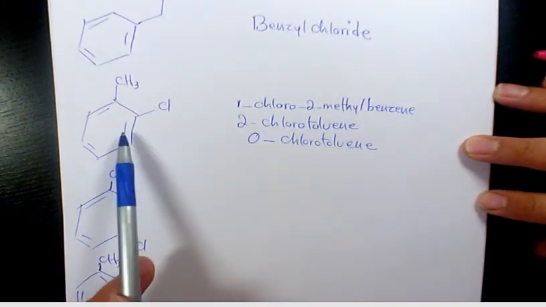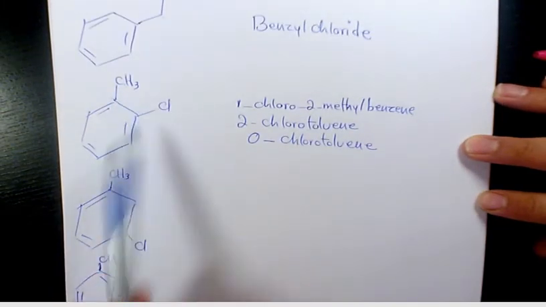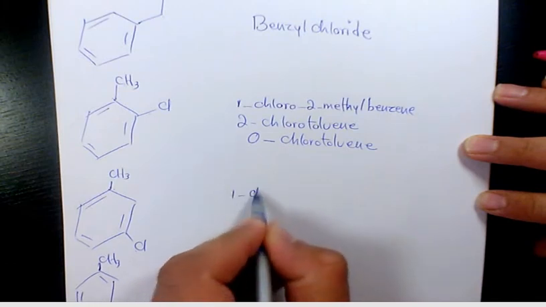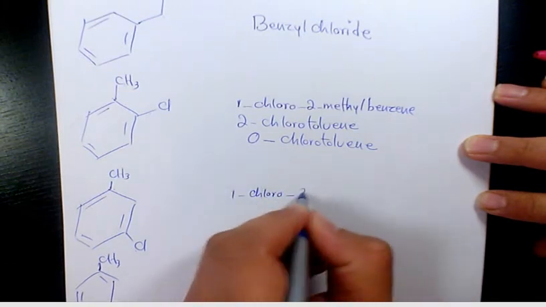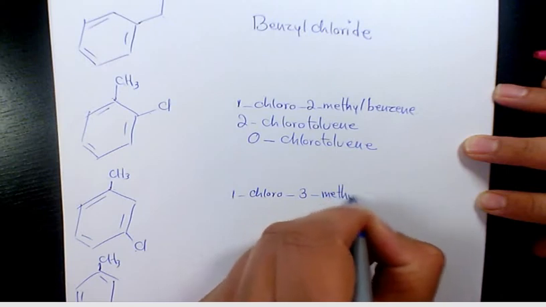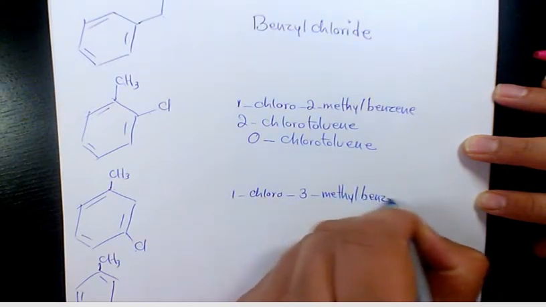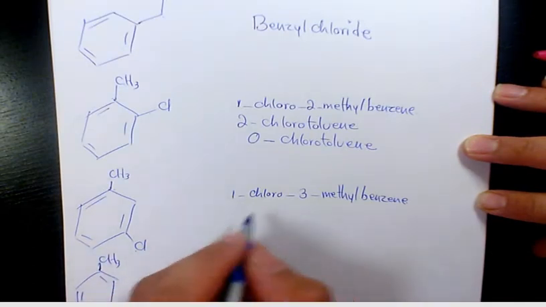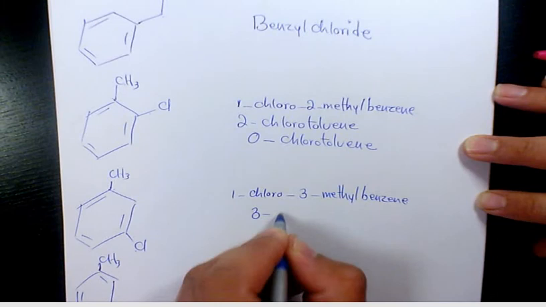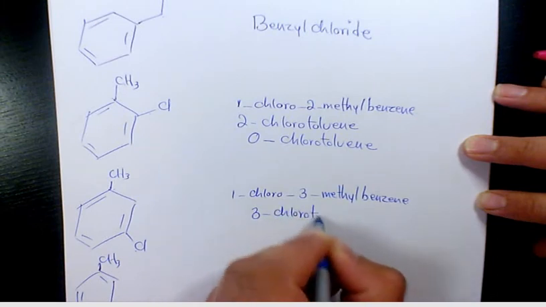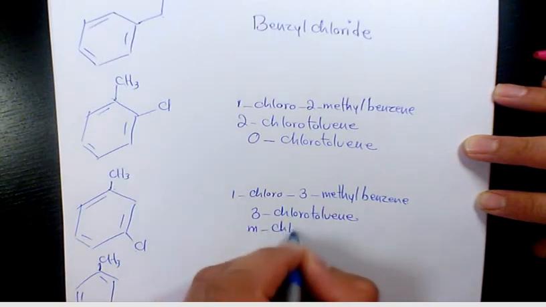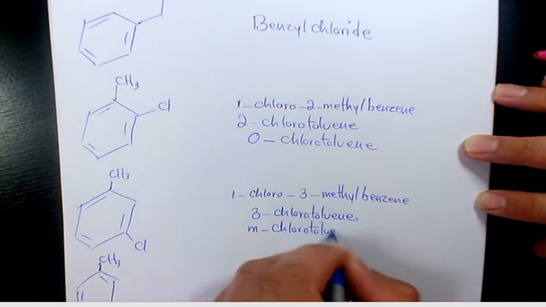Next example is very similar to this one, but here instead of 1 and 2 we have 1 and 3. So in this case, if we call benzene number 1, this one is going to be number 3. So it's going to be 1-chloro-3-methylbenzene. Or it is going to be 3-chlorotoluene or meta-chlorotoluene.